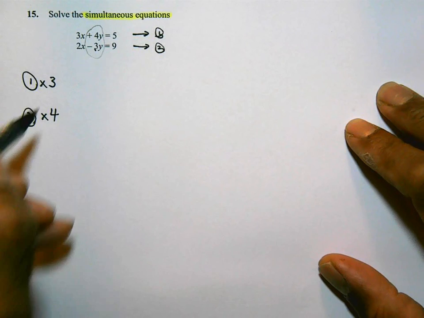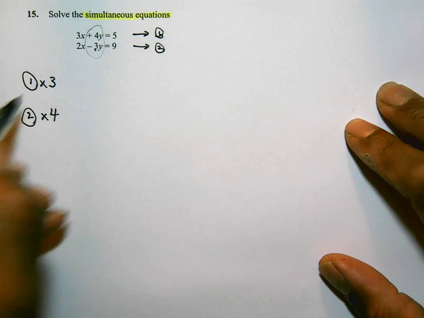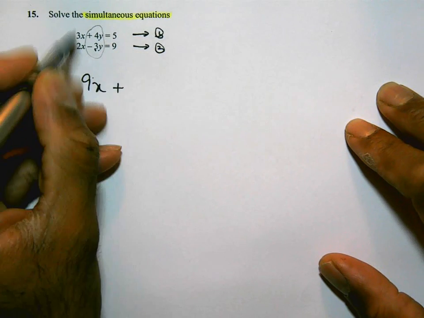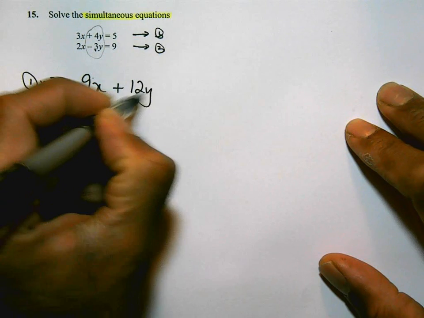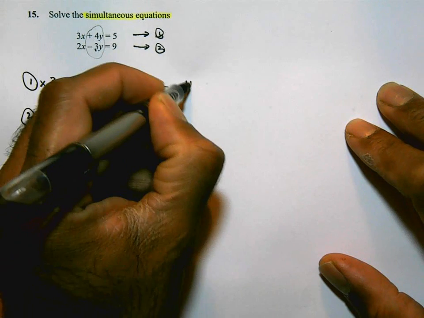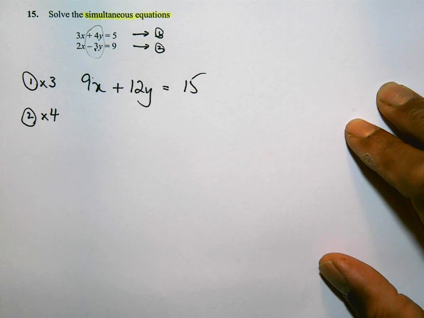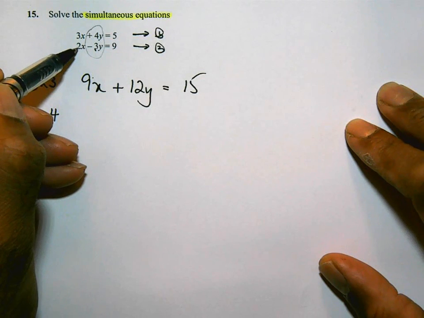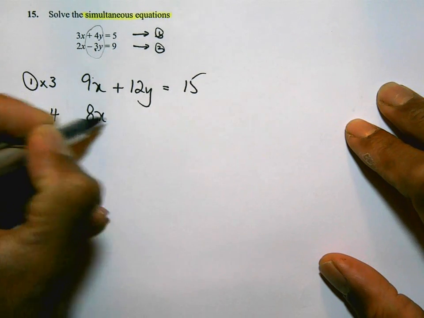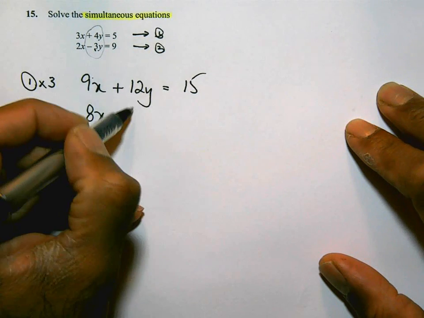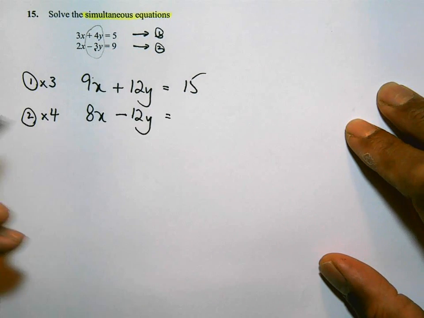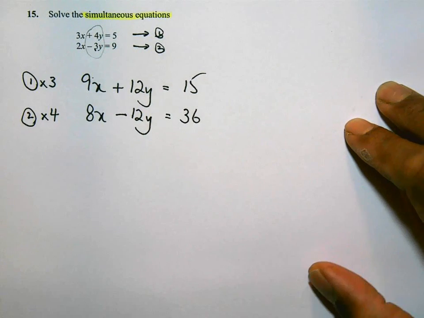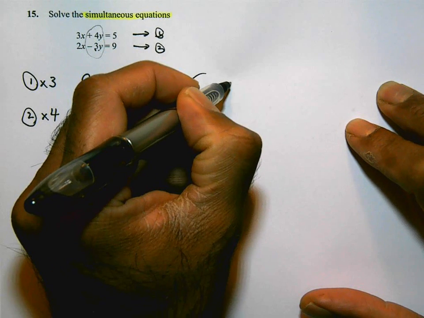So all of equation 1 times by 3, that's going to be 3 times 3 is 9x, plus 4 times 3 is 12y, is equal to 5 times 3 is 15. Then I'm going to times all of equation 2 by 4. So 4 times 2 is 8x, minus 4 times 3 is 12y, and 9 times 4 is 36. So these are two new equations. I'm going to call those 3 and 4.